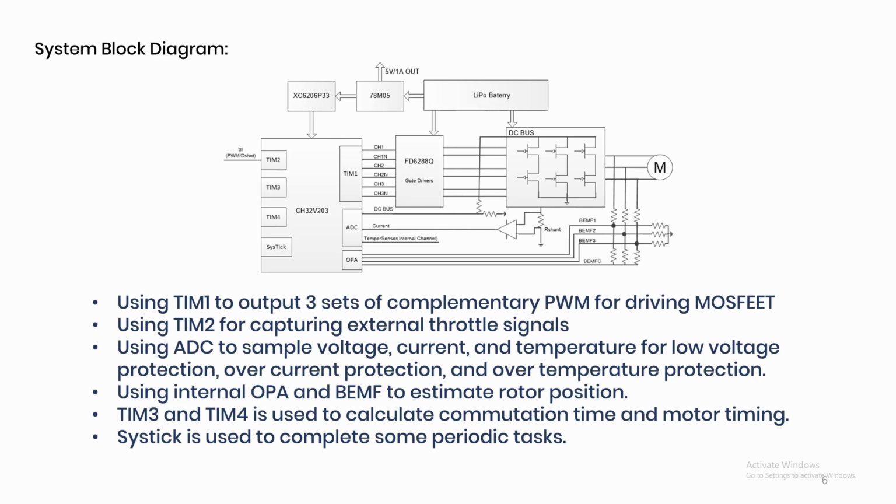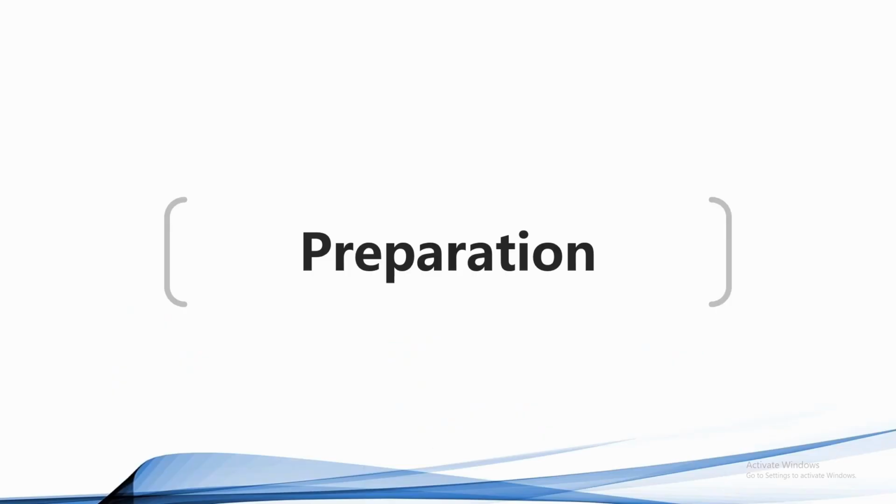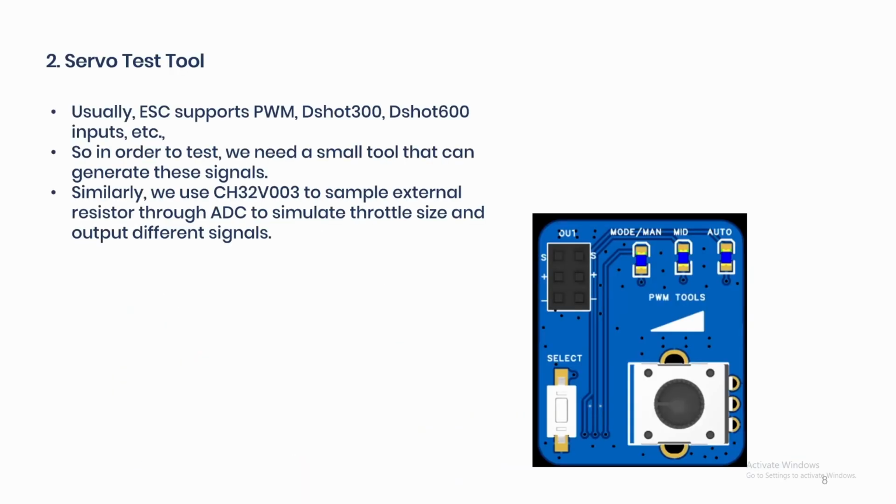Okay, now the basic flow is we're going to be using a timer to output 3 sets of complementary PWM. This will be used to drive the MOSFETs, which in turn will be used to accelerate and decelerate the motor, and hence giving us our ESC controller.